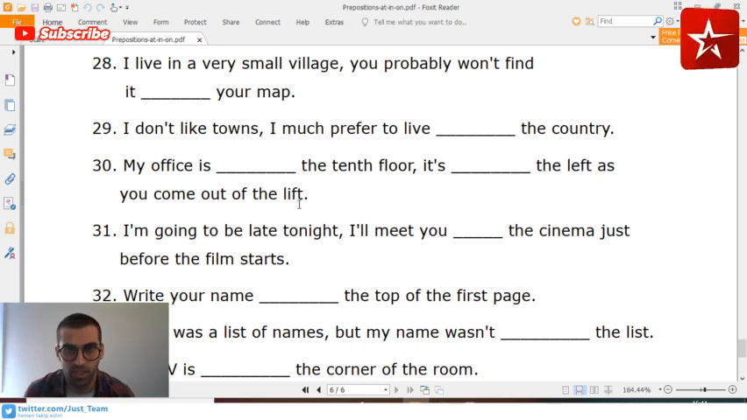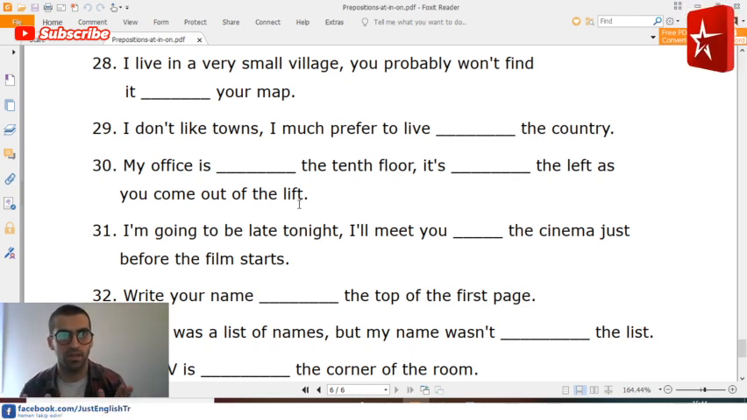In the 10th floor olmaz. Yani 10. katta 10 olması gerekiyor. My office is on the 10th floor. It is on the left as you come out of the lift. Yes, the correct answer, doğru cevap. Her ikisinde on kullanacağız. Doğru cevap on.